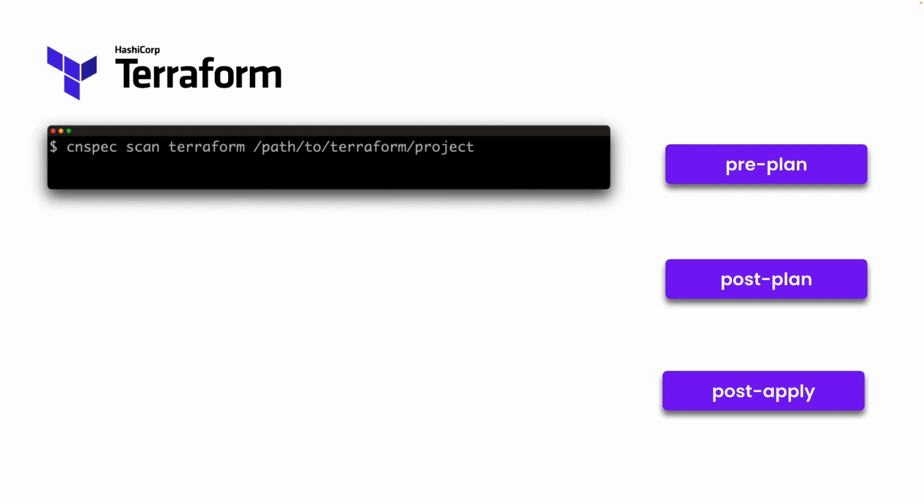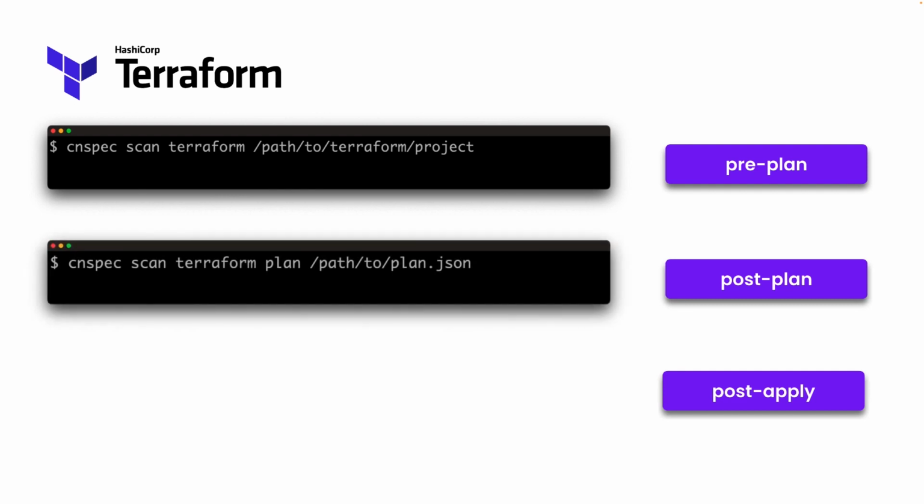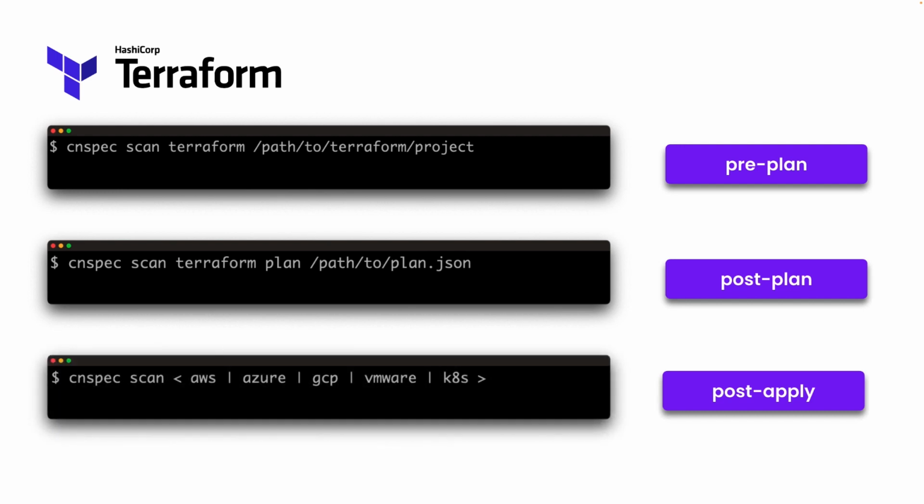So you can scan your Terraform HCL code, cnspec scan terraform in the path to your project or a specific file you want to scan. You can generate a plan.json and then use cnspec to scan that plan file. And then also, cnspec can then scan any of the targets.